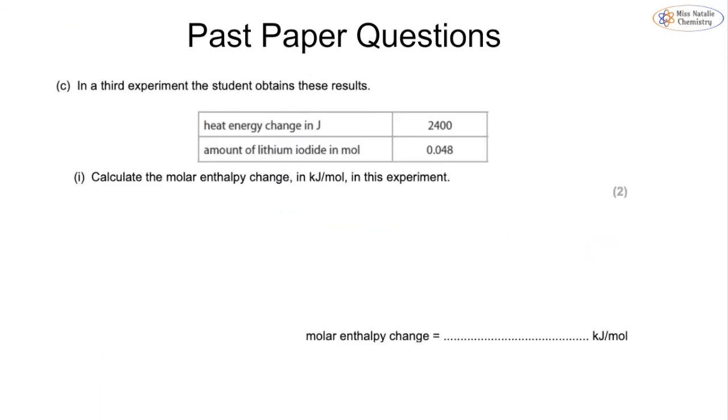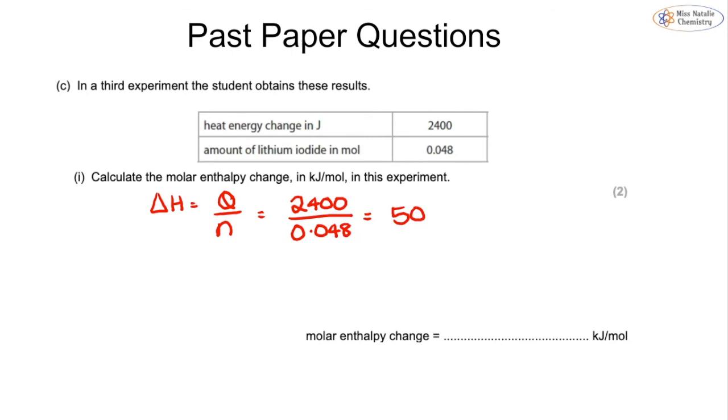In part C, a third experiment, the student obtains these results. Notice that they are similar to the last set, but again, this is to ensure you don't have any transferred errors, so you're not relying on getting part B correct to get part C. So if you can't quite remember how to do the number of moles, you're not being penalised here for that same thing. So we want to calculate the molar enthalpy change. So delta H is going to be equal to Q over n. So Q is 2,400, n is 0.048, and that gives me a value of 50 kilojoules per mole.